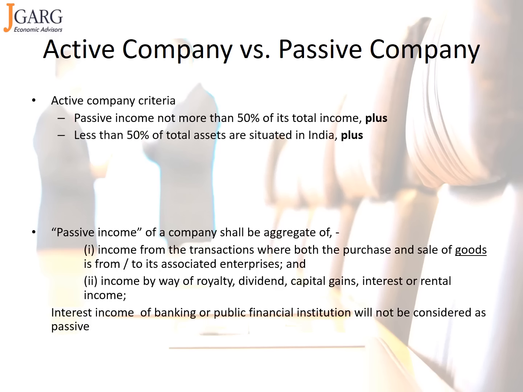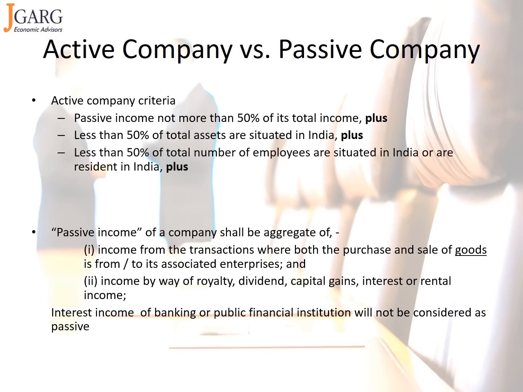So in addition to passive income, the other criteria is that less than 50% of total assets are situated in India. So in case a foreign company may not have passive income, but if the assets in India are more than 50%, it will still become a passive company. So all these conditions need to be satisfied in one go. If you're satisfying only one condition, or all the conditions but not one condition, then also the foreign company will become a passive company.